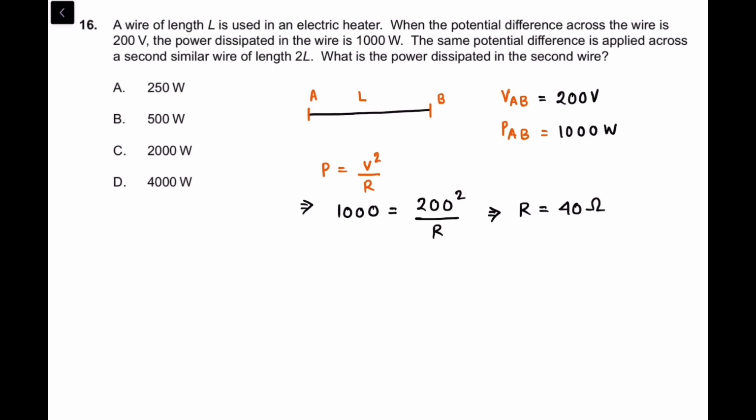The same potential difference is applied across a similar wire of length 2L. So I have a similar wire; suppose this is the tip of the wire, this is the end of the wire, and the wire has a length of 2L. Again, the power produced in the wire AB will be equal to the potential difference applied in the wire AB whole squared, divided by the resistance of the wire. Let the resistance of this wire be R1.